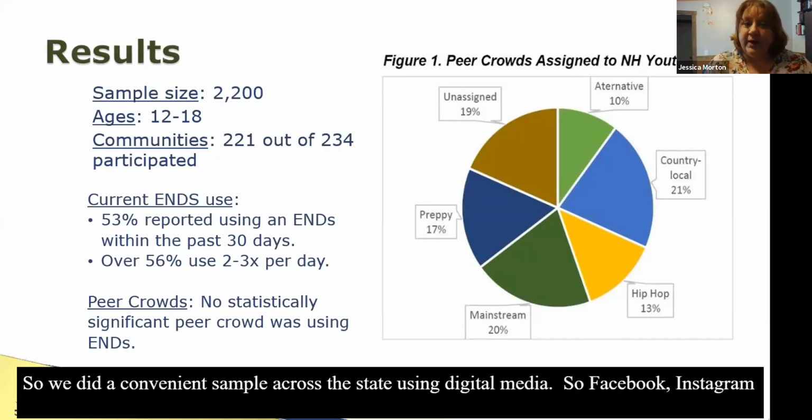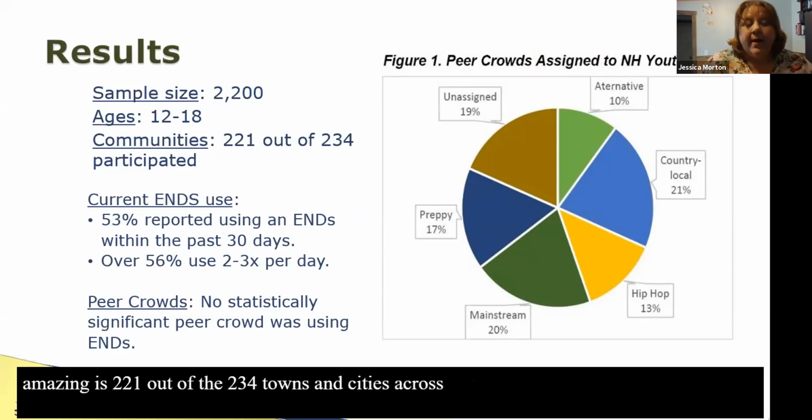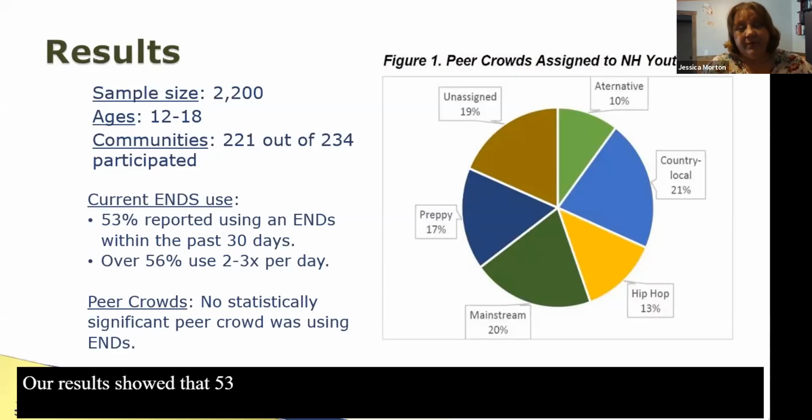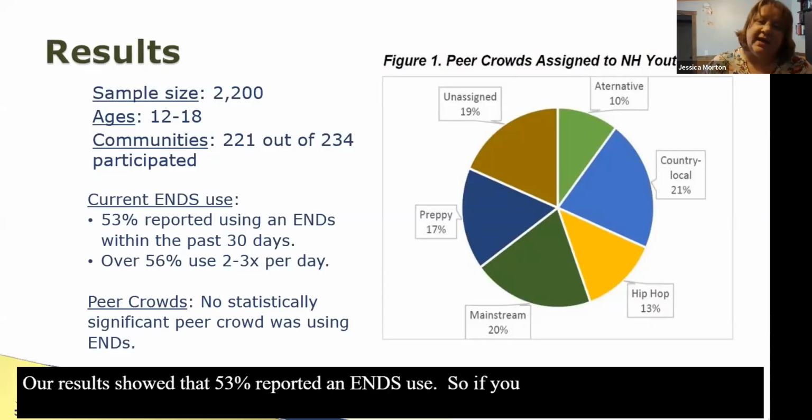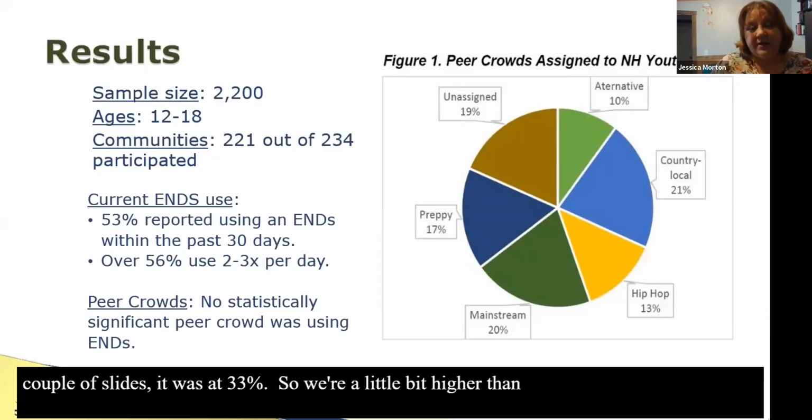We got 2,200 respondents in the ages of 12 to 18. What was really amazing is 221 out of the 234 towns and cities across the state did participate in the survey. Our results showed that 53% reported an ENDS use. So if you saw that, remember the data from a couple slides, it was at 33%. So we're a little bit higher than the average for the YRBS, but not too bad.